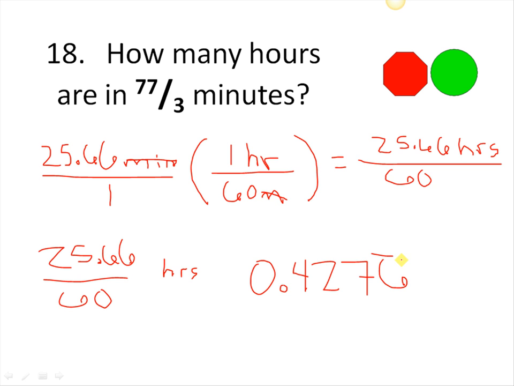So the question was, how many hours are in 77/3 minutes? Well, 0.4276 hours, or less than half an hour.